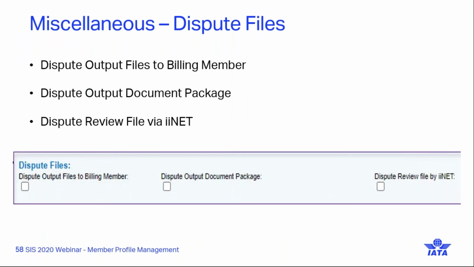Apart from the CSV listing, we have the dispute files. These are the dispute output file to billing member for all the pending credit notes after a dispute. Additionally, you have the dispute output document package that will have the CSV of the disputed items and the supporting documents that can be optional. And finally, you have the dispute review file via IINet that you can choose. This allows you, for your internal checks, to send this review file to the other members that will check your disputes.